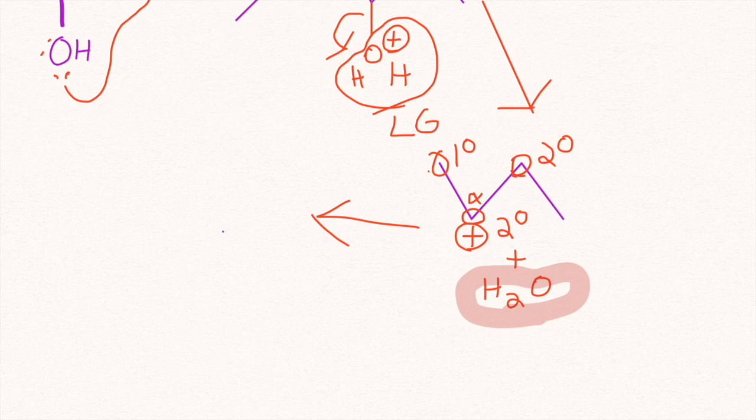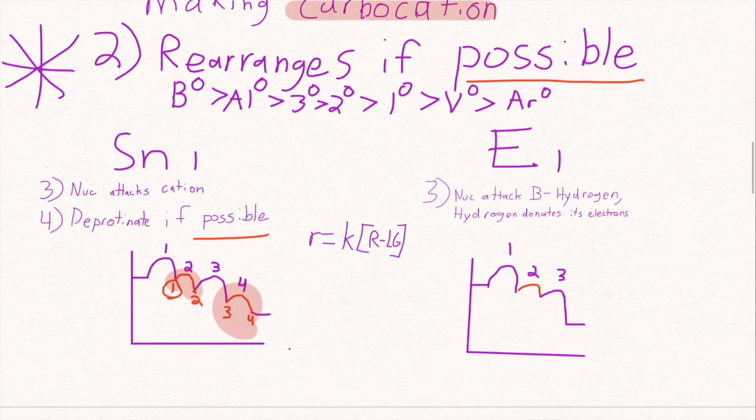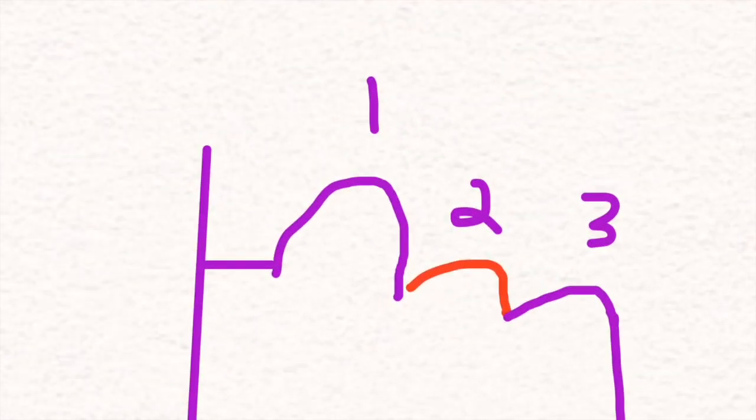So no point of rearranging in this case. So in this case, you wouldn't see this molehill here. It would just be these two. But you'd have that intermediate still, which is the carbocation. But of course, if we had the option to go to a more stable carbocation... So in this case, we decided that we're not going to rearrange because there's no point.